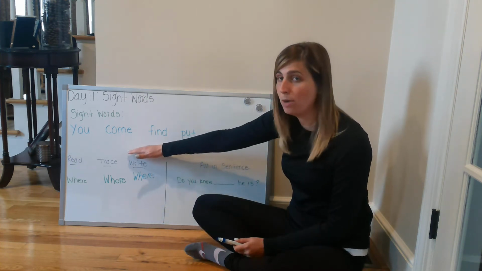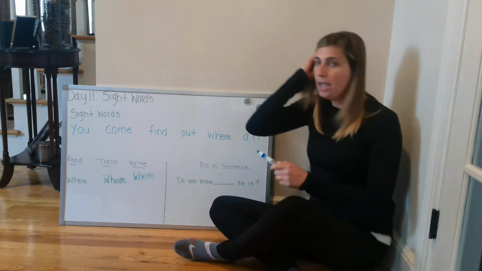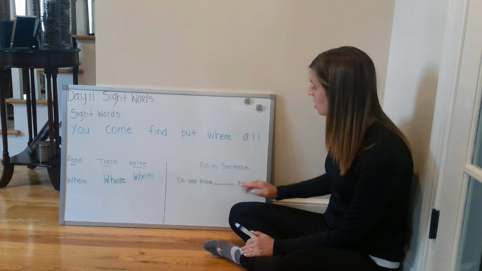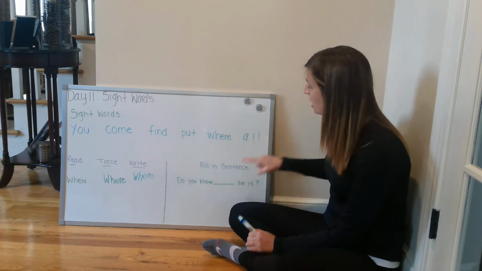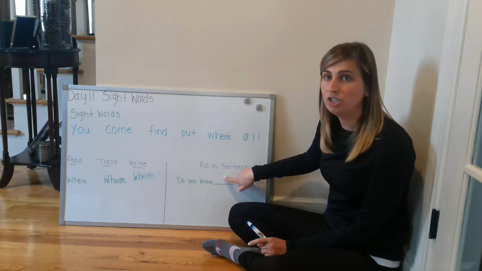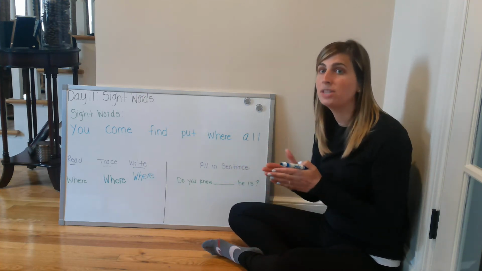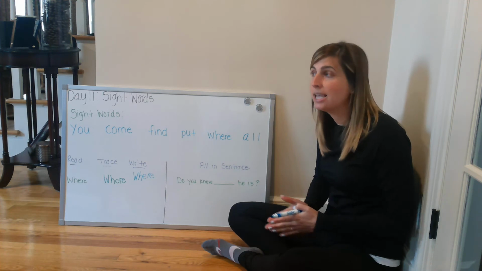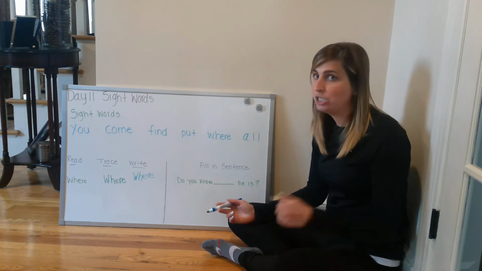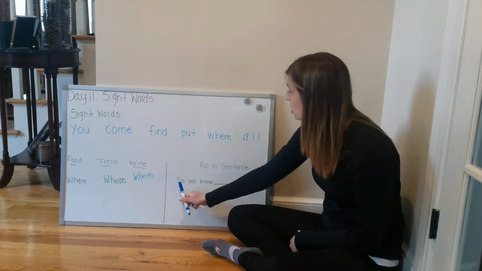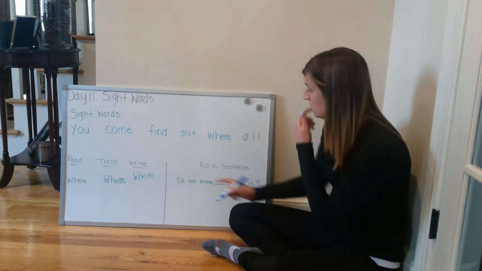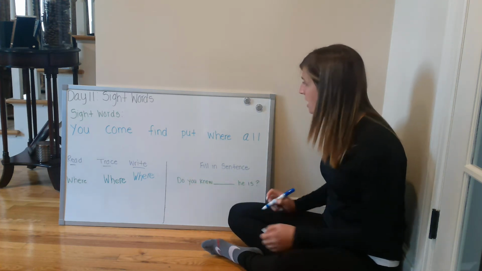That's going to be one part of your worksheet. The second part of your worksheet is you're going to fill in the sentence with one of the sight words to complete the blank. You're going to have to find the sight word that best completes the sentence and makes it a complete sentence. The first thing I would do is read out my sentence. Do you know blank he is? Do you know blank he is?